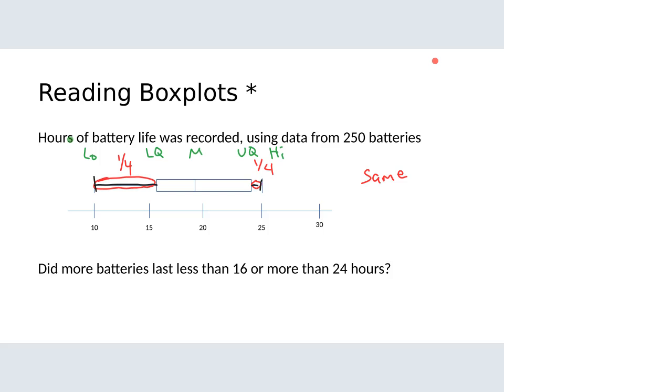What this means is the data points over here are more spread out. The data points in here are all smashed together. But what we know is they're the same number of data points in each one of these pieces. 1/4 of the data is back here, 1/4 of the data is over here. So did more batteries last less than 16 or more than 24? It's the same number of batteries in each piece.